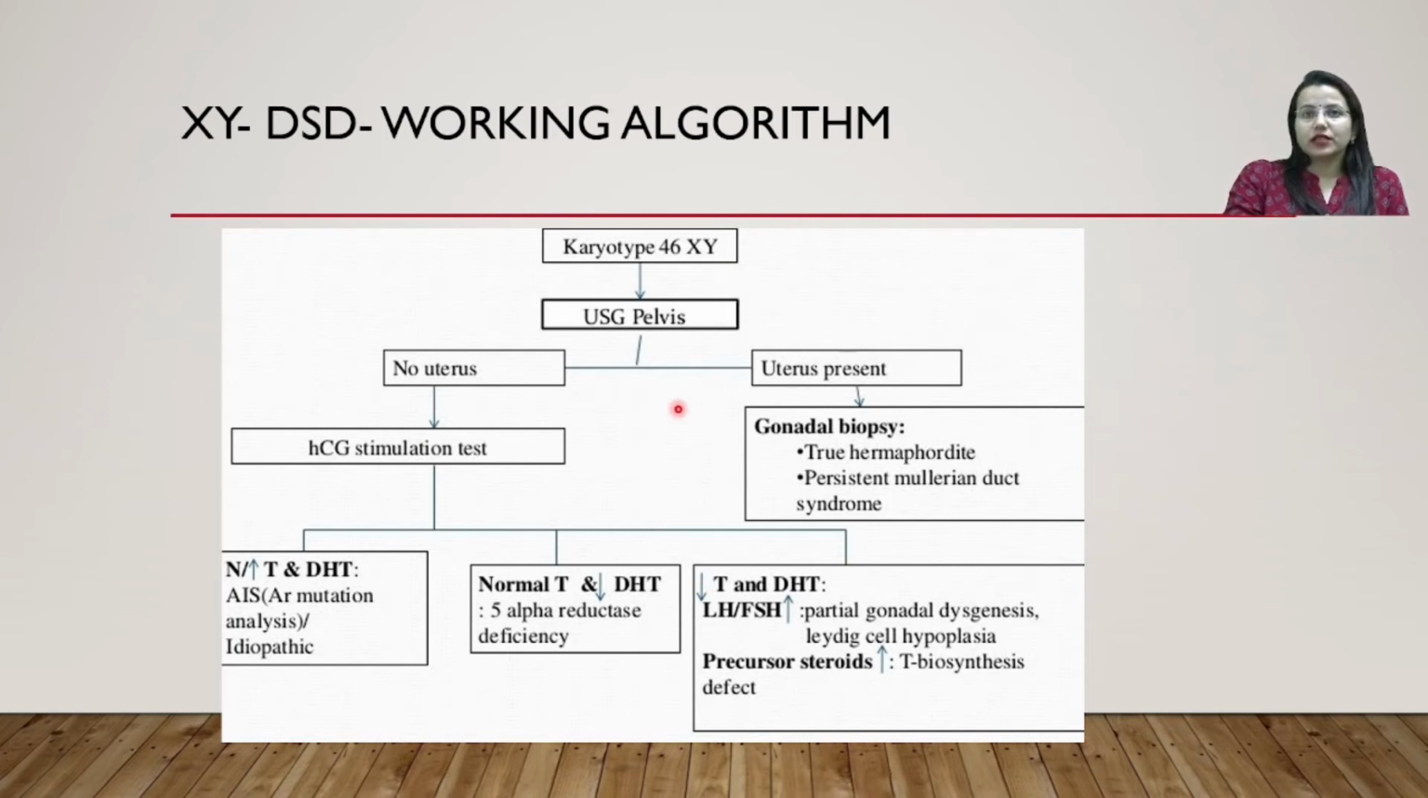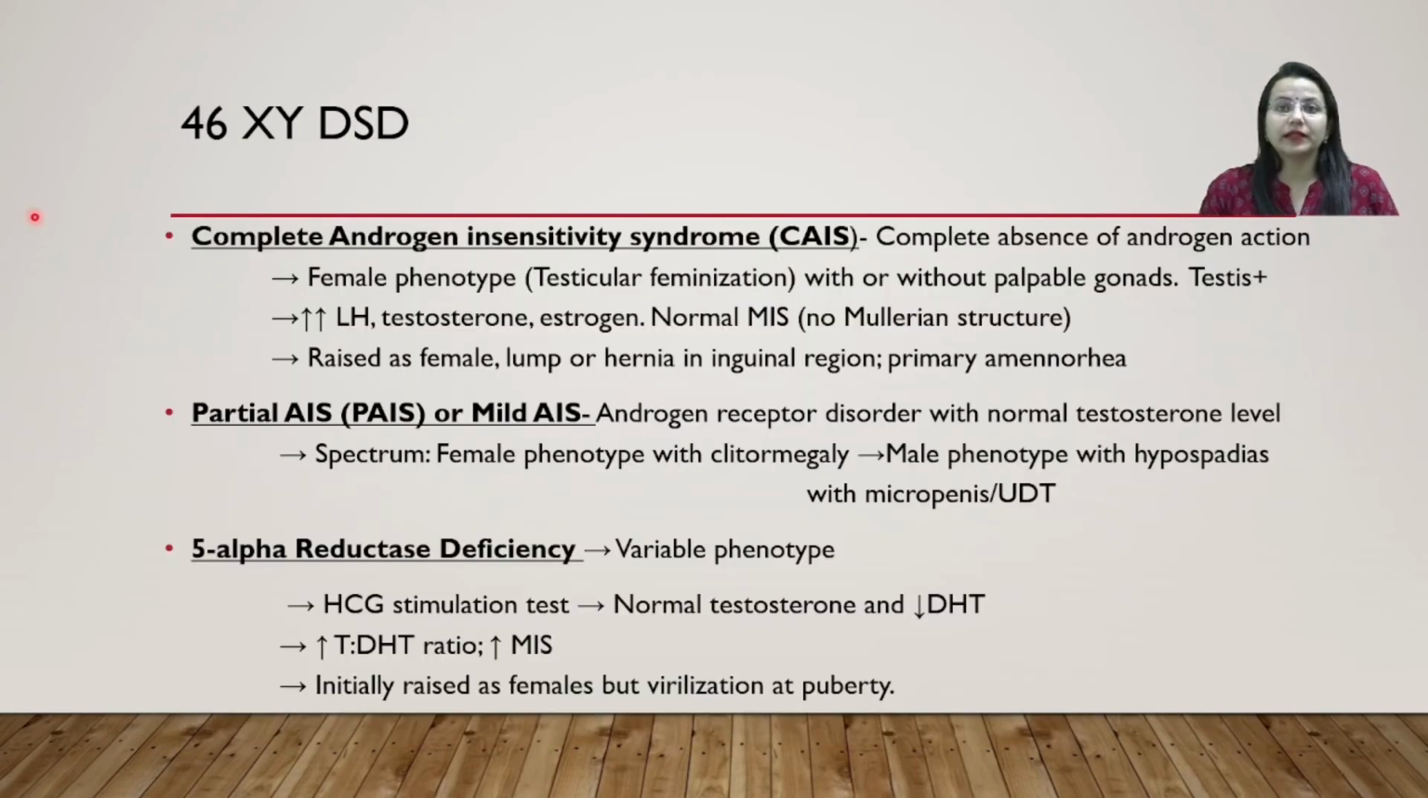If uterus is present on ultrasound pelvis, then it could be due to true hermaphrodite or ovotesticular DSD, or in cases of persistent Mullerian duct syndrome. Three common 46XY-DSD are complete androgen insensitivity syndrome, partial androgen insensitivity syndrome, and 5-alpha reductase deficiency syndrome. I'll just describe these three.